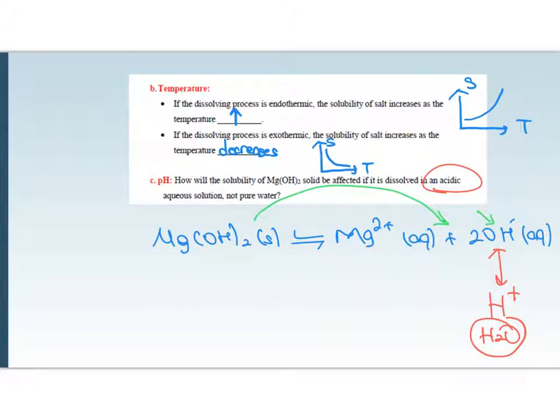So this is an increase in solubility, and a vice versa effect of the common ion effect. So when you decrease the amount of hydroxide by putting an acid into the media, the reaction favors the right hand side. This means an increase in the solubility.